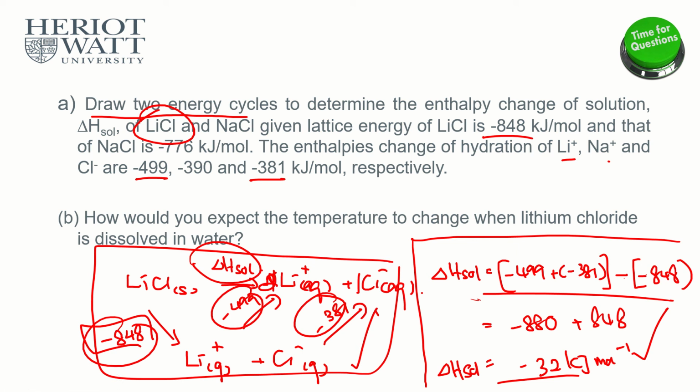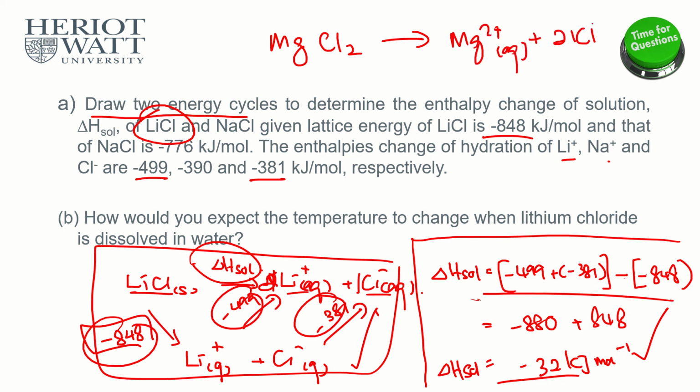And again, when you draw the cycle, please remember to balance it. In this case, it's just a straightforward 1-to-1. What if it is magnesium chloride? See that? When you balance the equation, you get Mg2+ aqueous plus 2Cl- aqueous. See the 2 here? All right. So later, when you do the hydration from Cl- gas into Cl- aqueous, the hydration value for chloride, you need to multiply by 2. You get that? All right. So this is very important. Otherwise, you get a wrong value.